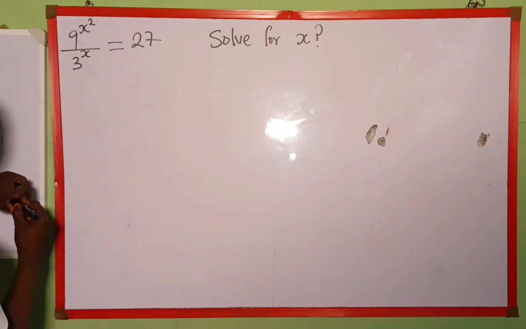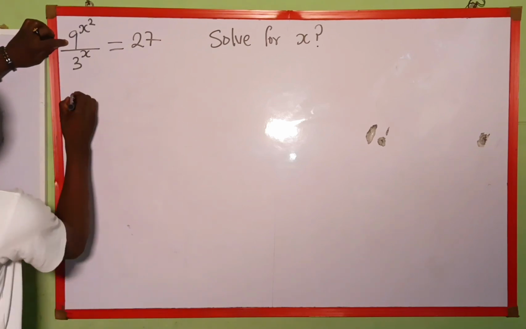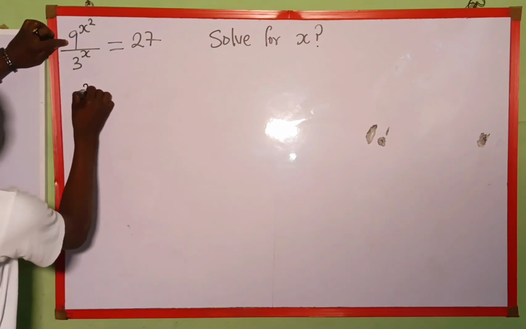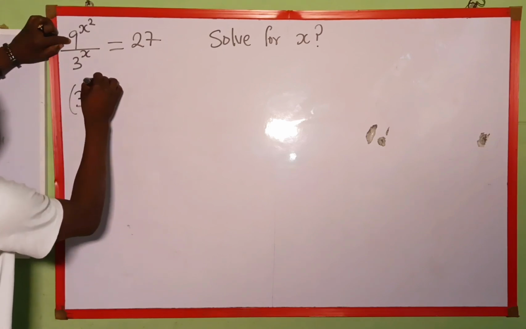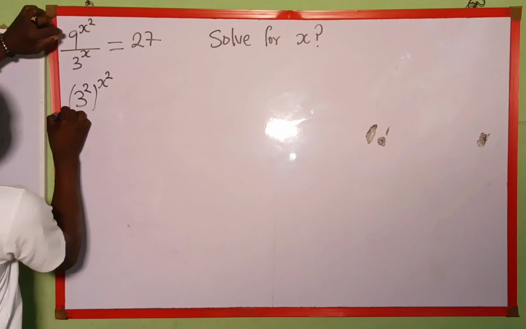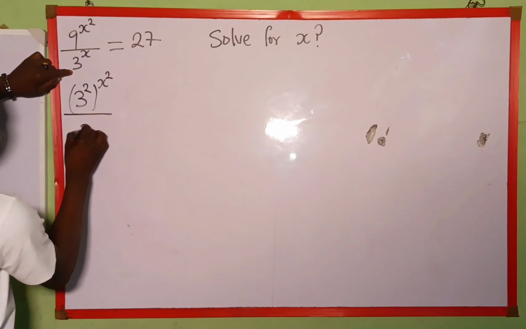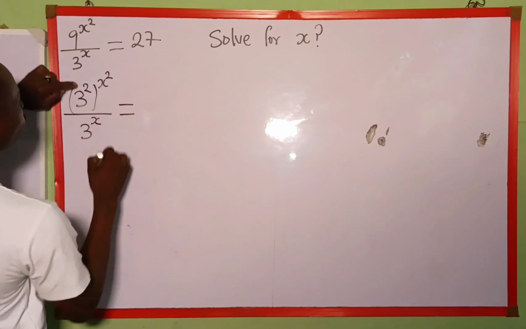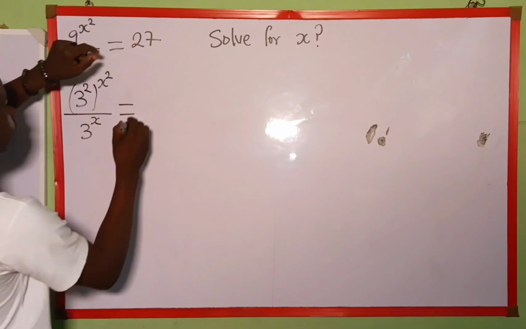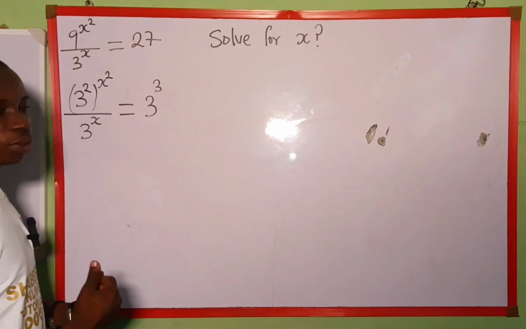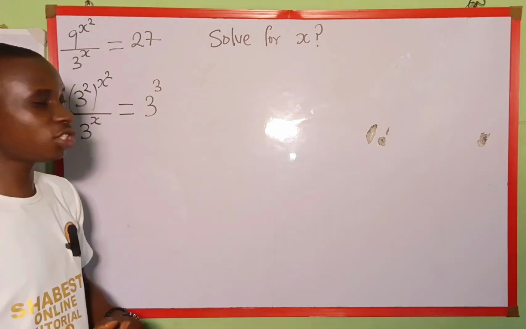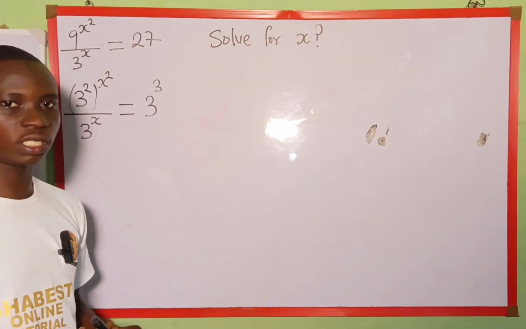So this 9 in index form to the base of 3 is the same as 3 to the power of 2, because 3 multiplied by 3 is going to give us 9. Then all raised to the power of x squared. So everything all over 3 to the power of x, which is equal to 27, can also be written as what? 3 to the power of 3, because 3 multiplied by 3 in 3 places is going to give us back 27.